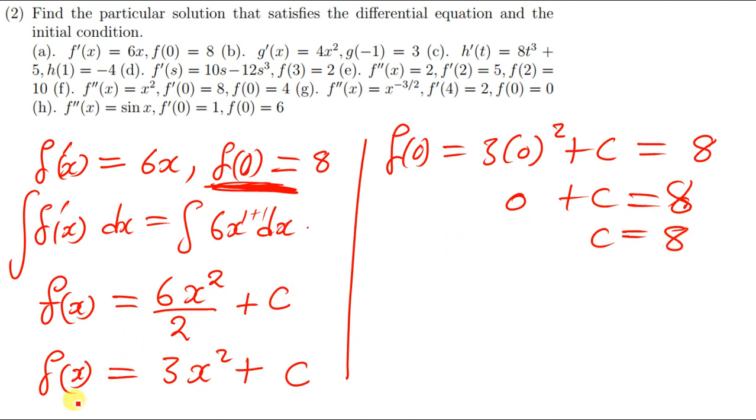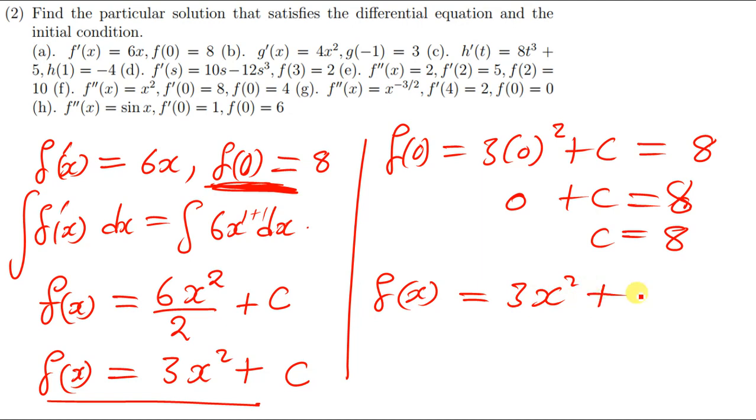So we now write the full equation by replacing the value of c there. So f of x is equal to 3x squared plus 8. So this is the particular equation which they are looking for. So let's quickly move on to the next question.